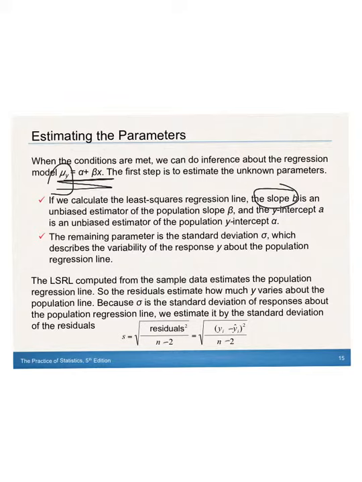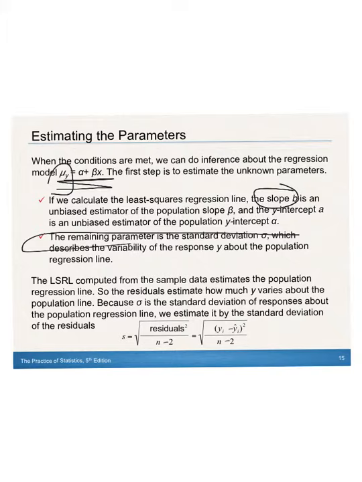And then the y-intercept is an unbiased estimator of the population y-intercept A. So then the only remaining parameter we need when we do these inference tests is standard deviation. And like always, we very often do not have the population standard deviation, so we're going to have to use some sample work. The least squares regression line computes from the sample data. It estimates the population regression line.